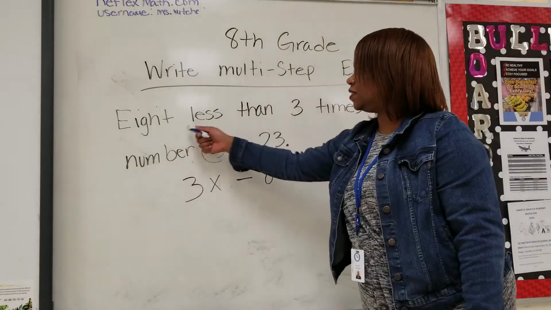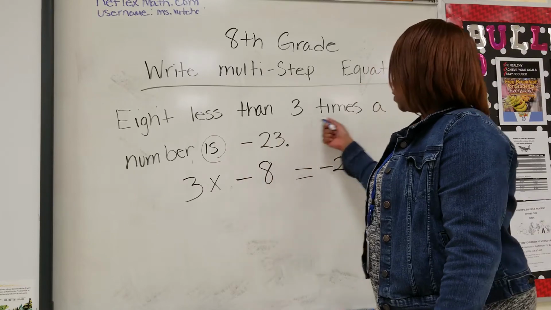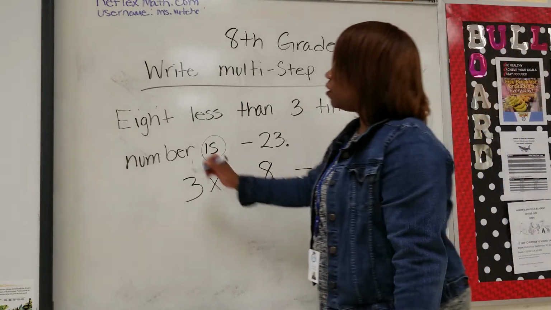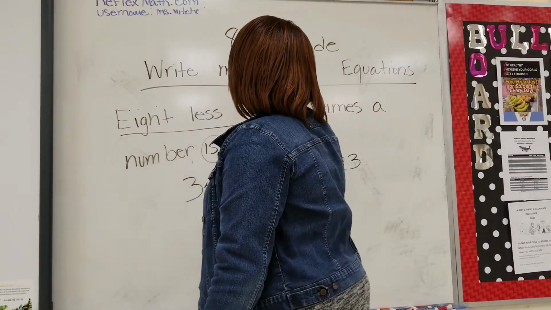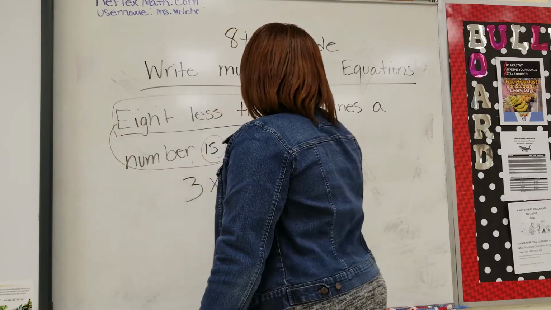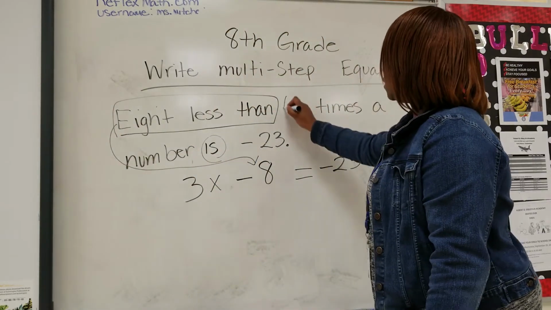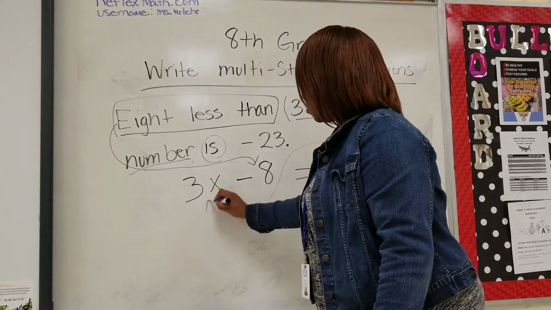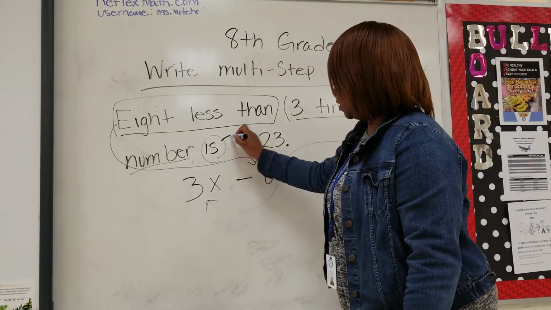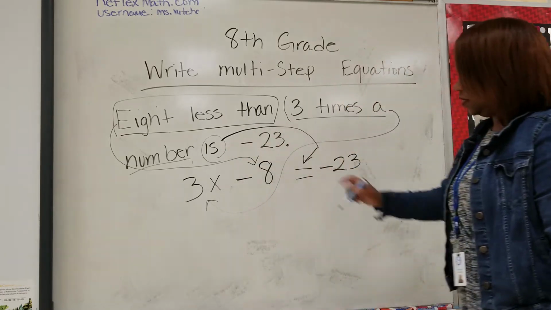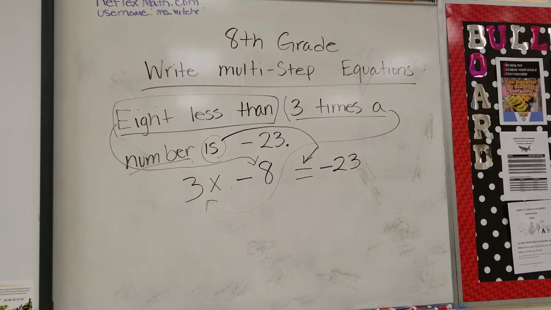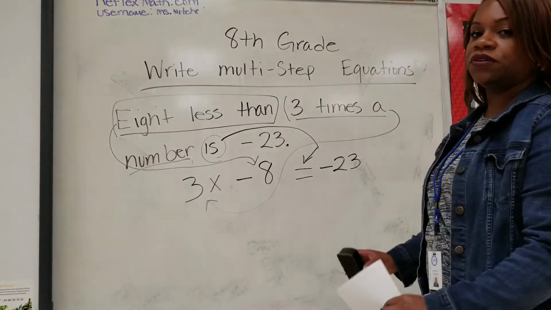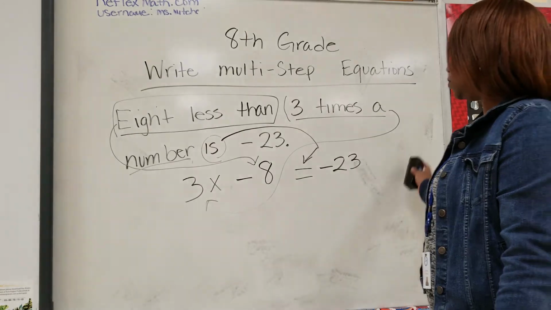So here we have 8 less than 3 times a number is negative 23. So our 8 less than, that's going to be here. Our 3 times a number is going to be here. And then our is right there. Okay? So we'll do another one. Remember, pause the video if you need to take notes.